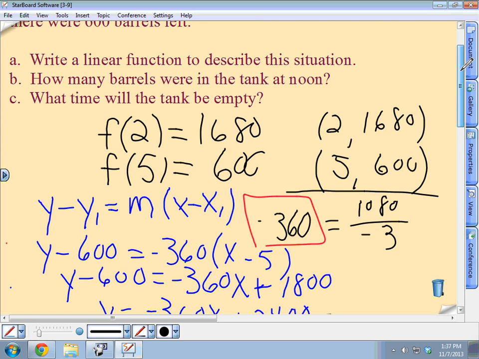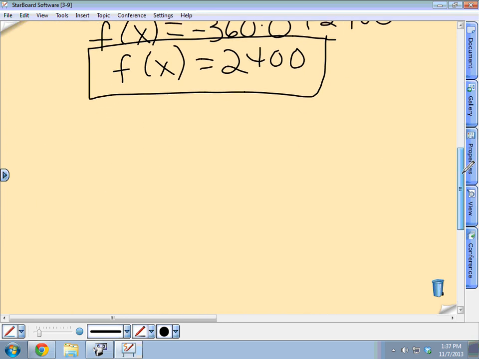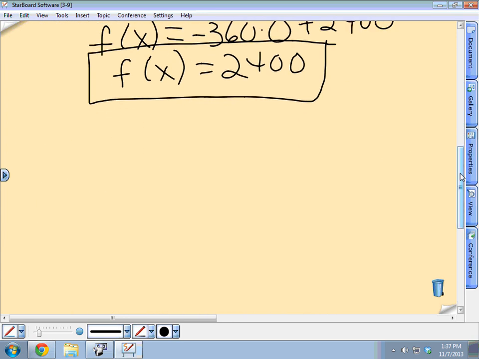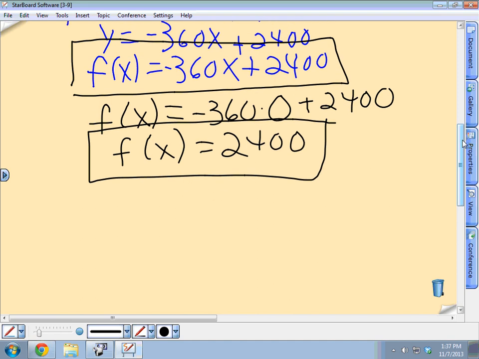Now let's see what the last question is. What time will the tank be empty? Guys, I don't want to lose you at the end of it here. This is the finale. This is the conclusion. This is my equation for the function.